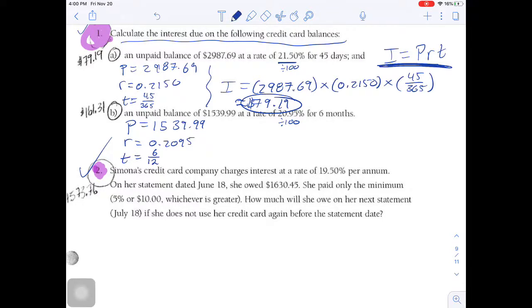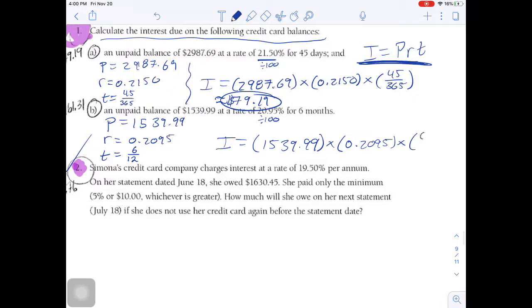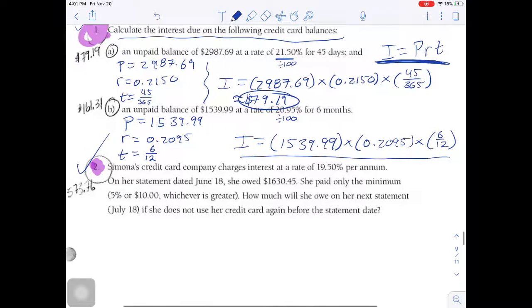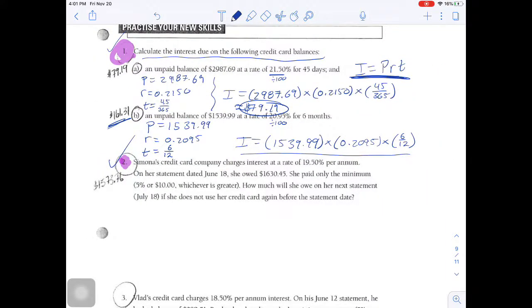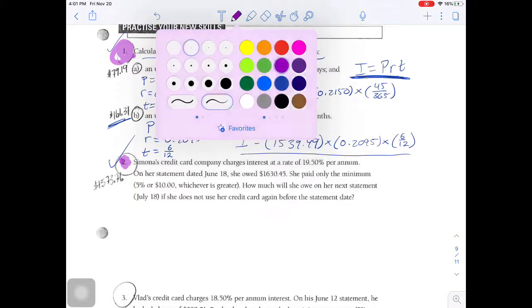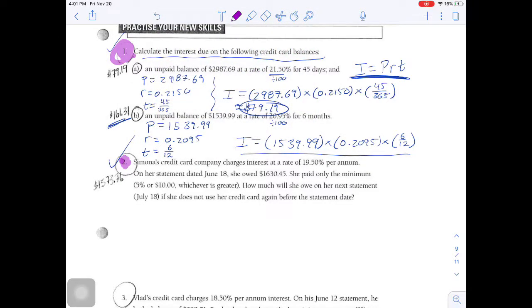Okay, and then you would plug it into your formula. So P, which is 1,539.99, times r, which is 0.2095, times 6 over 12. And then you solve for I. So practice plugging this into your calculator, and you should get $161. So this person didn't pay off their credit card for 6 months, and now they owe an extra $161. So make sure if you have a credit card, if you buy something, that you can pay it off right away, because you don't want to live beyond your means, or else it can get you in trouble and you start owing too much money.